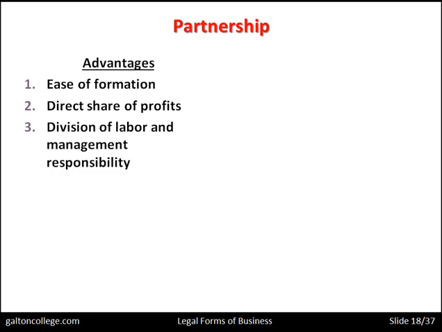So it's possible that the partners are there because they have certain expertise. One may be good at accountancy and the other may be good at whatever the product is that they're dealing in or the service they're dealing in. It could be a partnership for a plumbing firm. So one of the partners may be an expert plumber and the other one could be very good at marketing and business and accounts and so on. So there may be a division of labour within the partnership.